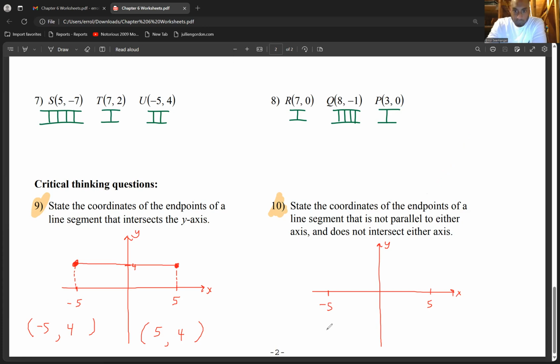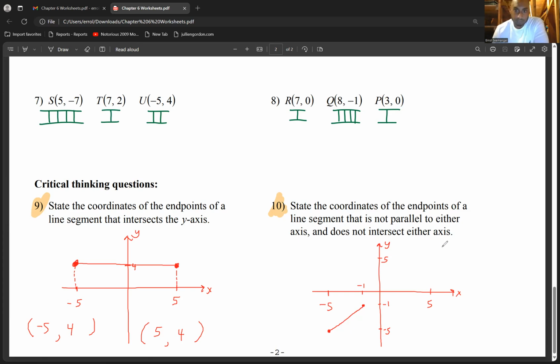What if we go from, say this is 5 right here, or -5? Say that's -5 and say this is 5. What if we went from here to this is -1? What if we went from there, -5 to, and then say this is -1? What if we went like that? Does it fit all the criteria? It's not parallel to either axis and it does not intersect either axis.